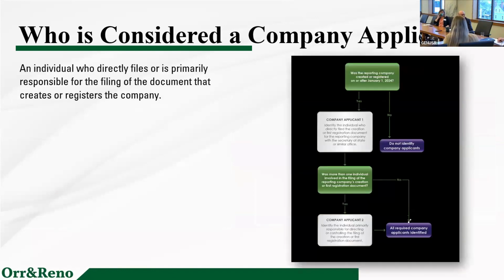All right, we talk about the company applicants. So for any company formed after January 1st of 2024, they have to report their company applicant, which could be anyone that helped form the company, including the paralegal, the attorney, even the corporate founder, the original member of the LLC, just whoever filed the paperwork or helped file the paperwork to form the company.